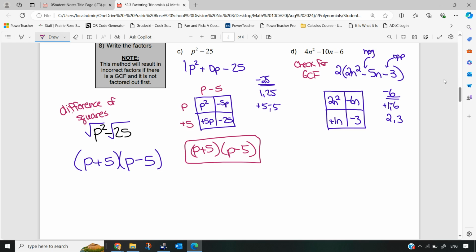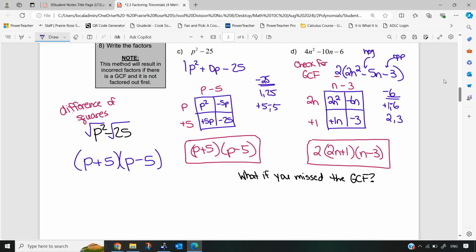For the GCF in our columns and rows, so we've got 2n squared minus 6n, that's going to be 2n. 1n and negative 3 is positive 1. 2n squared and n is n. And negative 6 and negative 3 is negative 3. So my factors are going to be 2n plus 1 and n minus 3. Now remember, we have that GCF of 2, so that needs to be included in the final set of factors. So we're going to have 2 times 2n plus 1 times n minus 3.